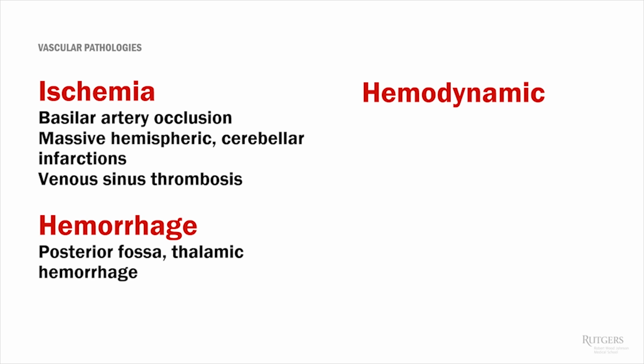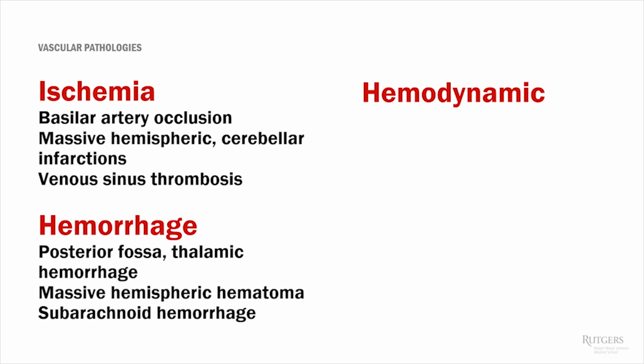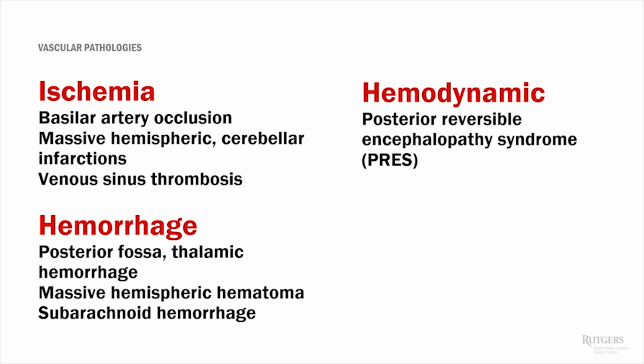Thalamic hemorrhages, large hemispheric hematomas with mass effect, and subarachnoid hemorrhages can all cause coma. Posterior reversible encephalopathy syndrome even has encephalopathy in the name, so you know it's important. Global anoxic injury, such as in the setting of cardiac arrest, rounds out this list.